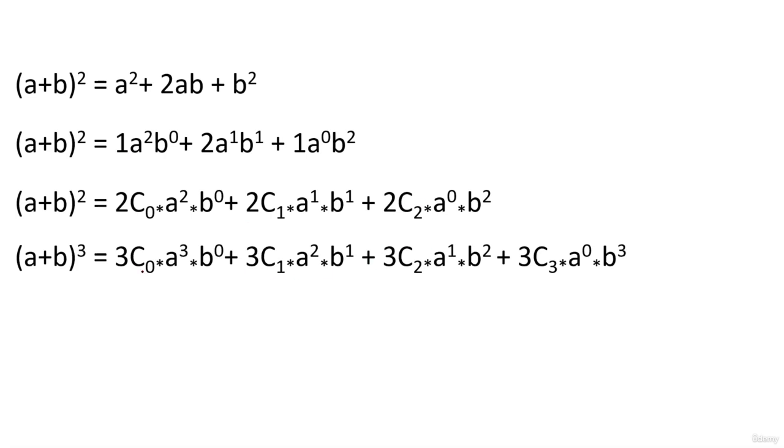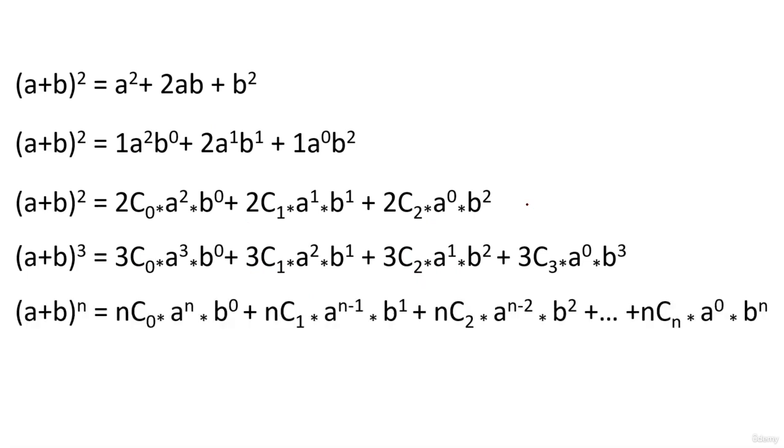It is a cube. The coefficient here is 1. a cube plus 3a square b plus 3ab square, and the next term will come, right? Here also, what is the coefficient? 3, plus b cube, right? The coefficient here is 1. So replace 1 with 3C0, then 3 with 3C1, 3 with 3C2, and 1 with 3C3, right? So I've replaced all the coefficients here with the binomial coefficients, right?